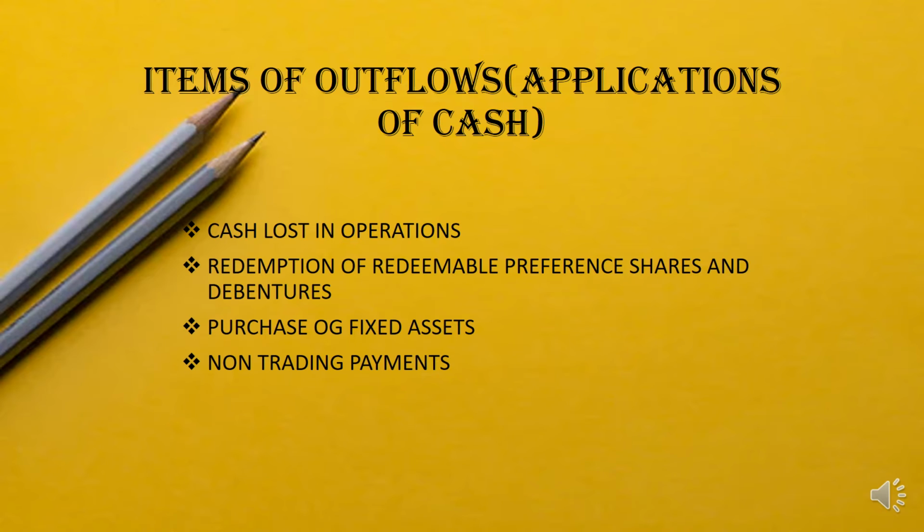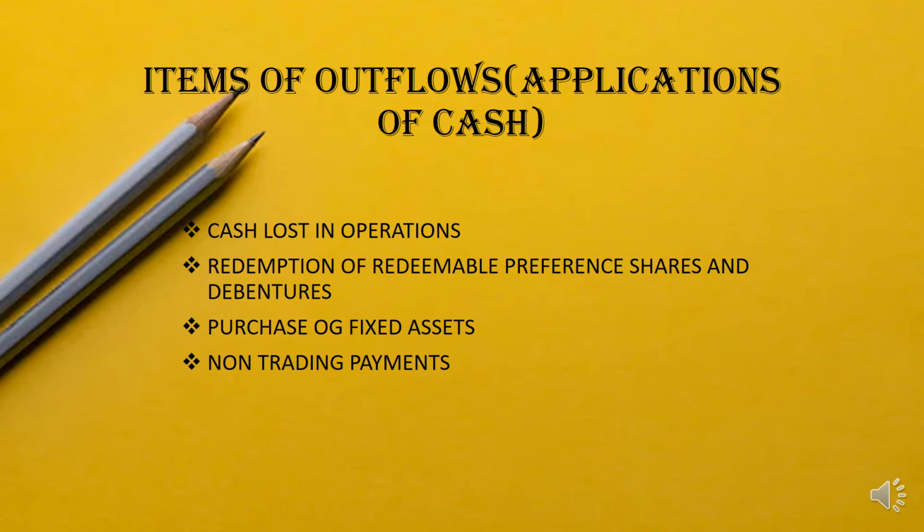Second one is redemption of redeemable preference shares and debentures. The amount paid for redemption of preference share capital or debentures or any other long-term loan should be considered an outflow of cash. The next one is purchase of fixed assets. Payment made for purchase of fixed assets like land, building, furniture, and machinery can be considered as uses of cash. The amount paid to acquire long-term investments also constitutes an application of cash.